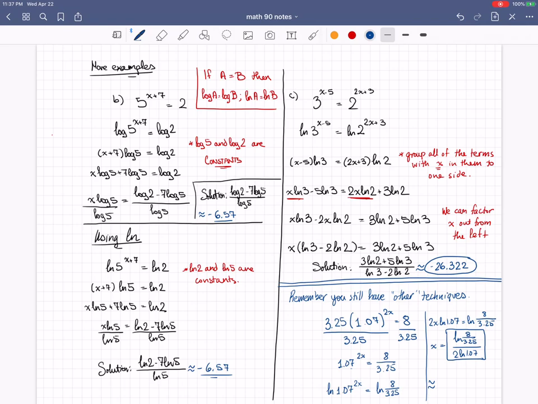So same thing, I'm going to do it, and I encourage you to do it along with me and make sure that you get the same thing. So on top we have the natural log of 8 over 3.25, and then we're dividing it by two natural log of 1.07. And so what we're getting here is approximately negative 8.710. So this, of course, is the rounded value.